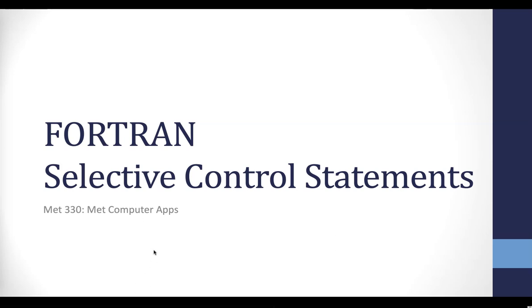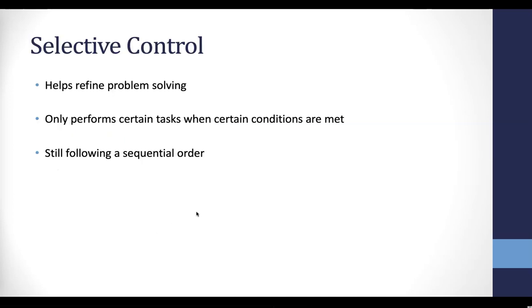So you might be asking yourselves, what is selective control? Well, selective control is a way that we can say to the computer, only do these certain tasks if certain conditions are met. And so this helps us refine our problem solving. This will still happen in sequential order, but we can have some branches for doing some things or calculating things in a slightly different way depending on what parameters we set up.